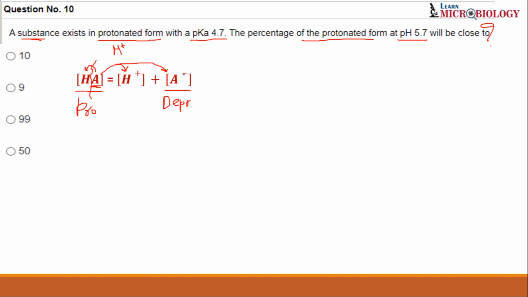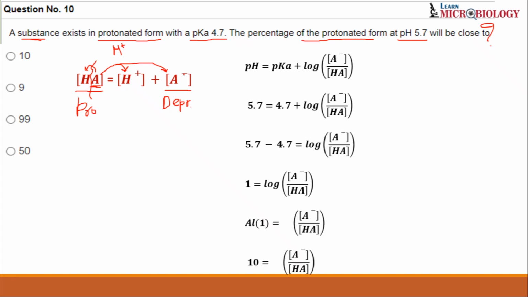To solve this, it's a very simple formula we have learned previously, that is the Henderson-Hasselbalch equation, and we are going to solve according to that equation. Let us look at that. We all know the formula of the Henderson-Hasselbalch equation. It says pH equals pKa plus log of the concentration of A minus, that is the deprotonated form, to the concentration of HA, that is the protonated form.